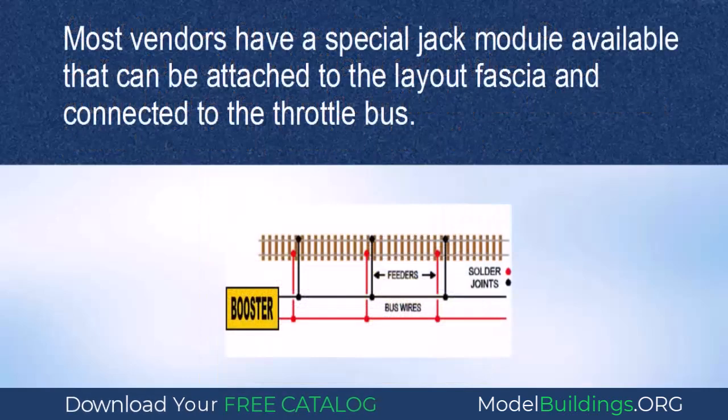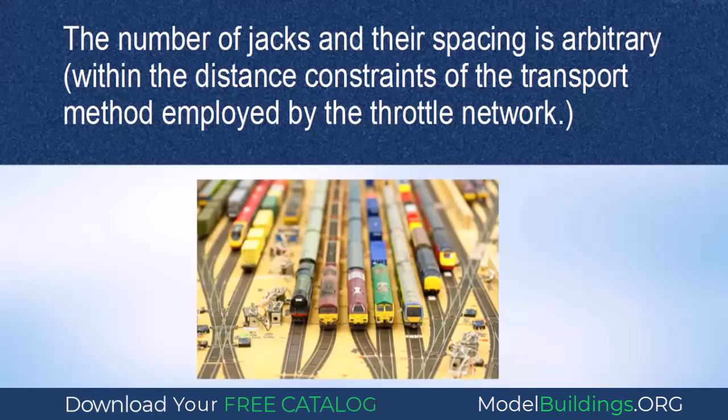Most vendors have a special jack module available that can be attached to the layout fascia and connected to the throttle bus. The number of jacks and their spacing is arbitrary, within the distance constraints of the transport method employed by the throttle network.